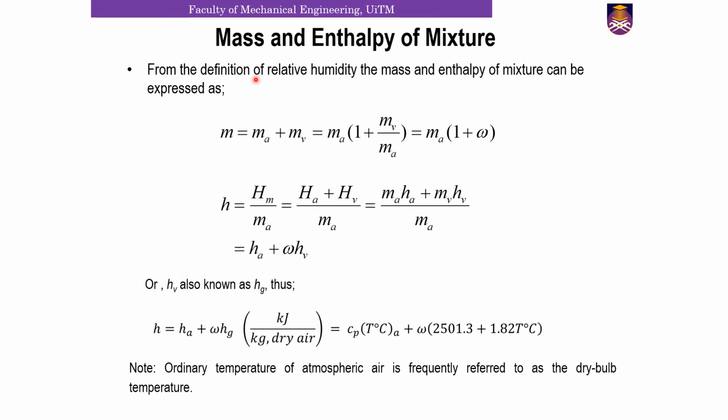You also have the mass and enthalpy of mixtures. From the definition of relative humidity, you can express the mass and enthalpy of mixtures as follows. The total mass of atmospheric air can be given as the mass of the dry air plus the mass of water vapor. If you factorize it by the mass of dry air, this results in this formula, and based on the definition earlier, we know the mass of water vapor divided by the mass of dry air is your specific humidity. So the total mass of the atmospheric air can be written in this formula, or you can calculate it based on this formula where ma is your mass of dry air.